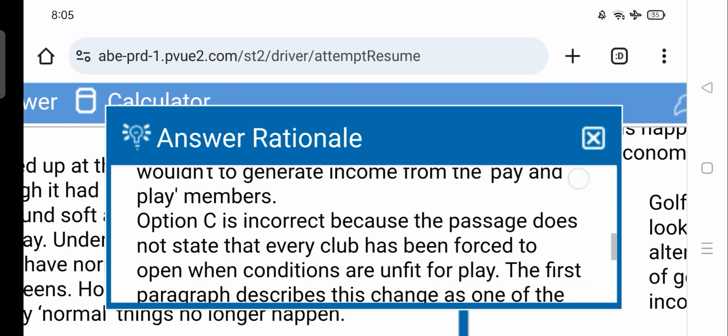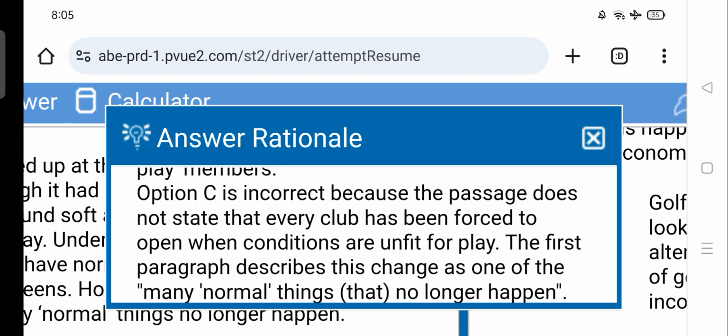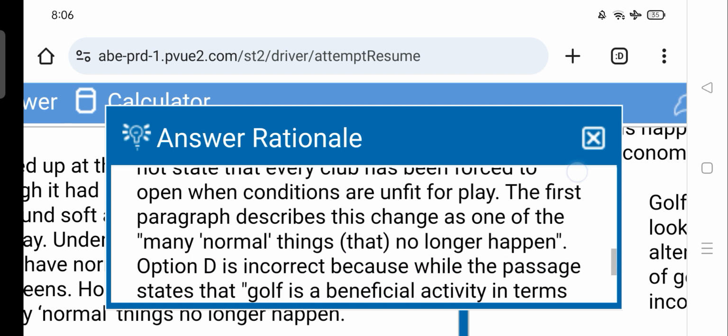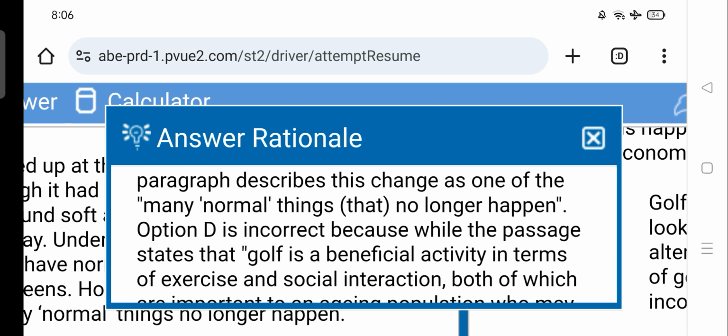Option C is incorrect because the passage does not state that every club has been forced to open when conditions are unfit for play. The first paragraph describes this change as one of the many normal things no longer happen.